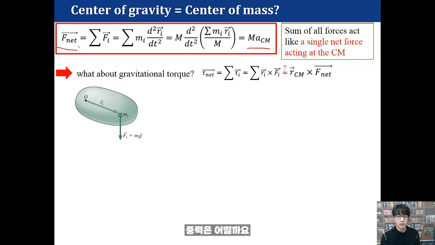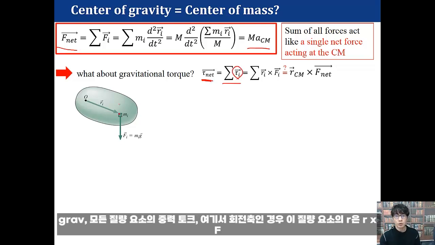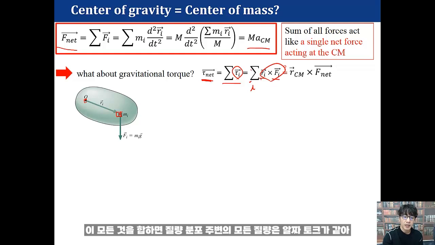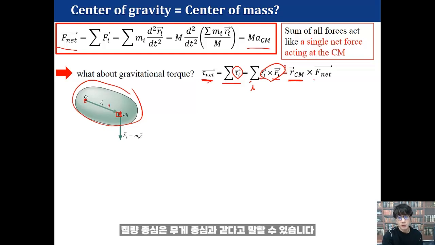What about the gravitational force? For example, let's find the gravitational torque. Gravitational torque is the sum of gravitational torque of all mass elements, which is r cross F here. If this is the axis of rotation, r_i cross F_i, summed over all i, all masses around the mass distribution, the net torque is equal to r cross the net force. Then we can say center of mass is equal to center of gravity.